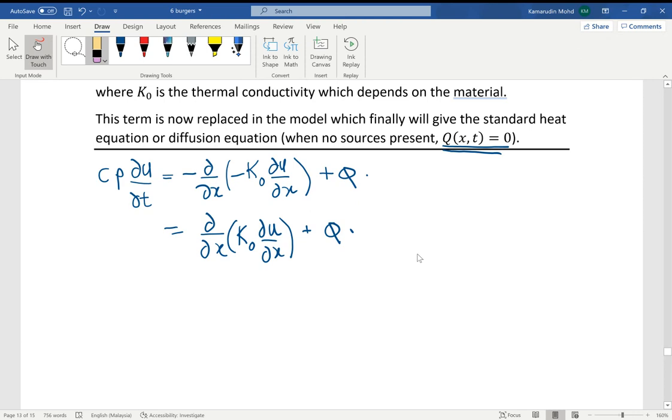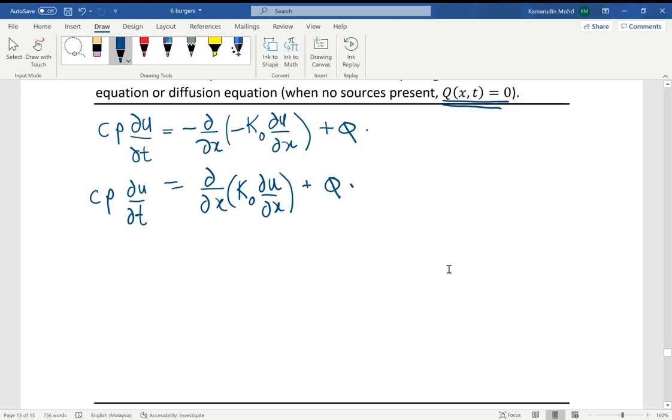Okay, so here we will have this equation. The equation is C rho del u del t equal to del x k naught del u del x plus q. Okay, so in here, at first k naught is in terms of x. I think I mentioned earlier.